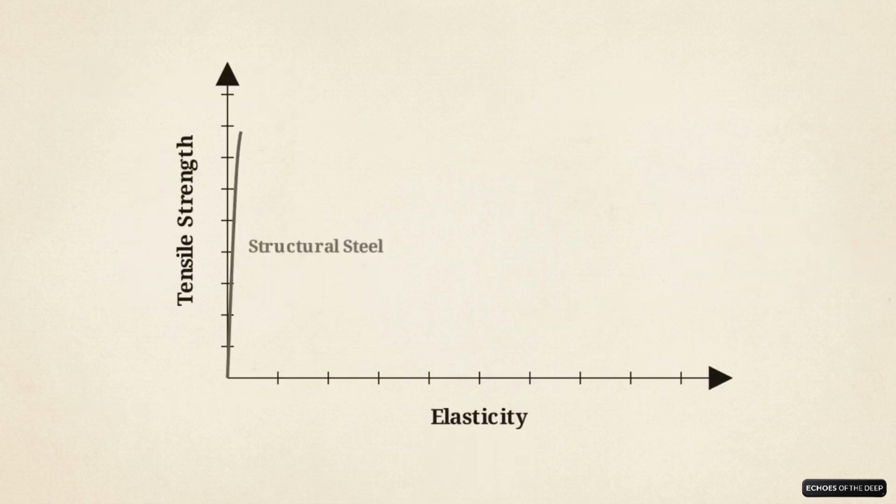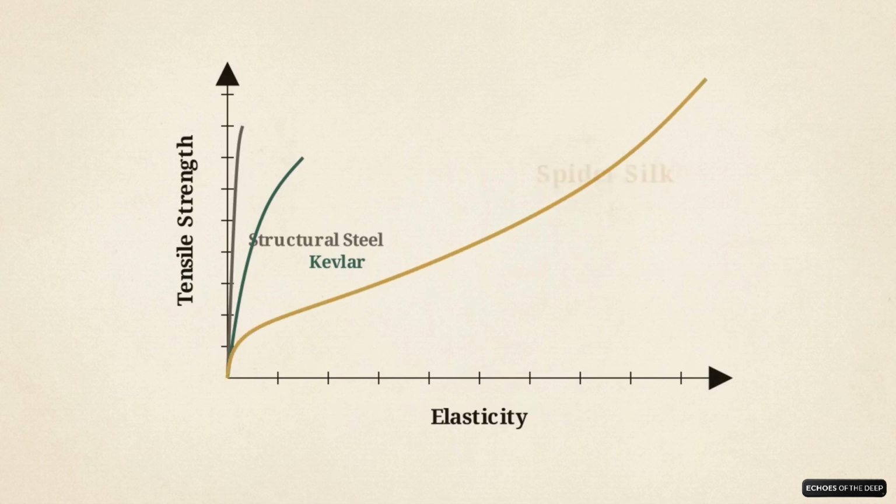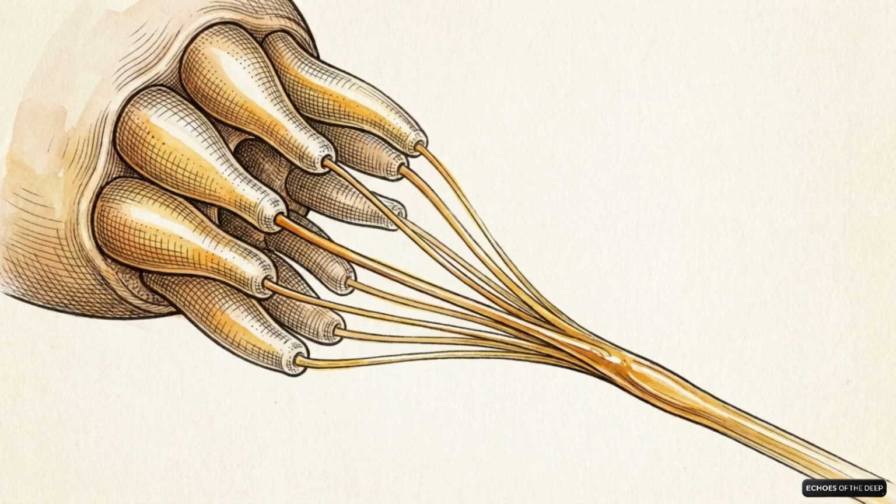This line graph maps the elasticity and tensile strength of the resulting thread. This newly formed biological silk yields a higher tensile strength than structural steel and absorbs more kinetic energy than Kevlar before snapping. The spider actively controls the chemical properties of this silk in real time.